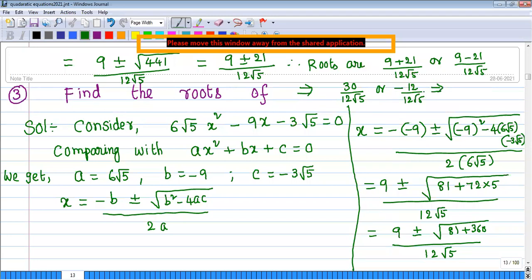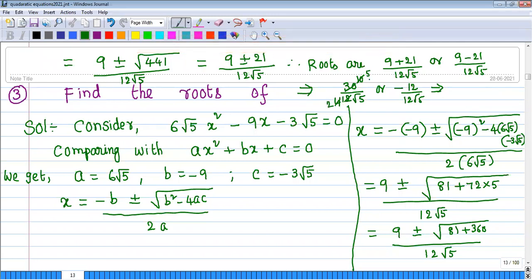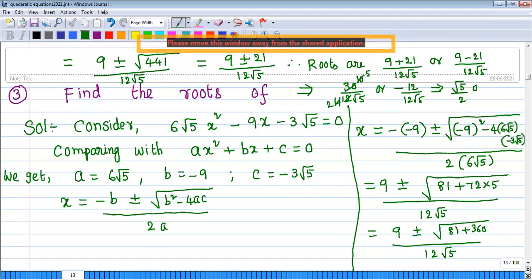Very interesting here. 30 and 12 both divide by 6, so 5 by 2 root 5. This 5 we can write as root 5 into root 5. Root 5 cancels, so we can write root 5 upon 2. In the other, 12 cancels, and we have negative 1 by root 5. So these are our answers: root 5 by 2 or minus 1 upon root 5.